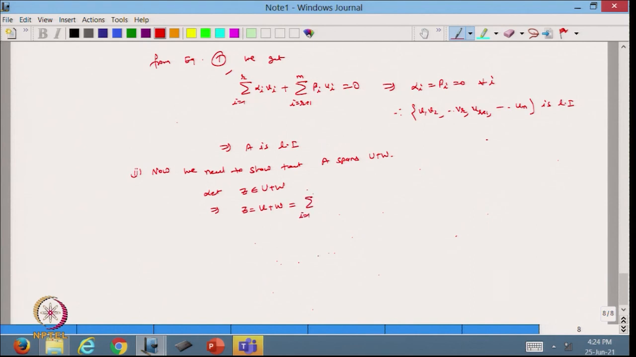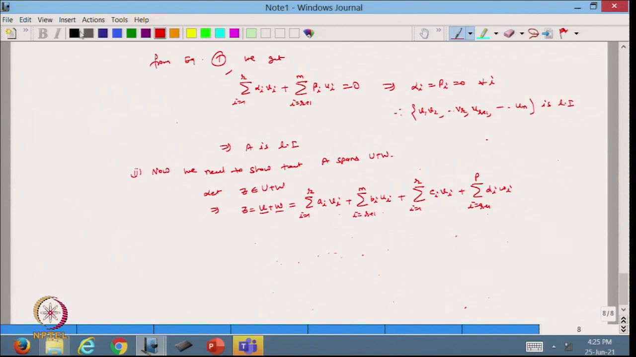summation i from 1 to r some Ai into Vi, plus summation i from r plus 1 to m Bi and Ui, because this is the basis for this one. Plus, similarly, I can write W as summation i from 1 to r Ci Vi plus summation i from r plus 1 to p some Di and Wi, because this element W belongs to W and this U belongs to U.